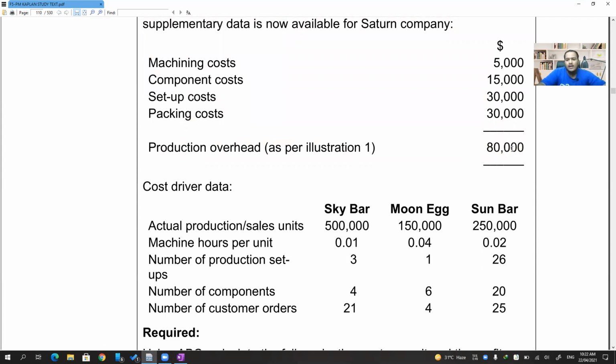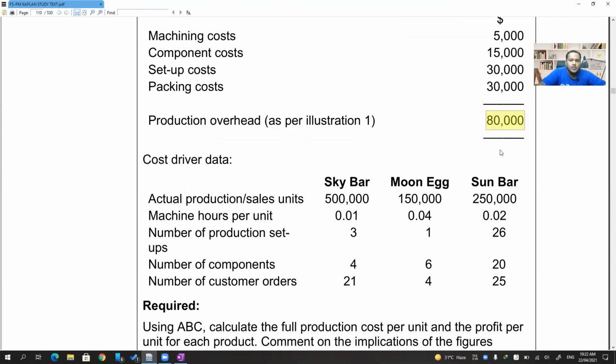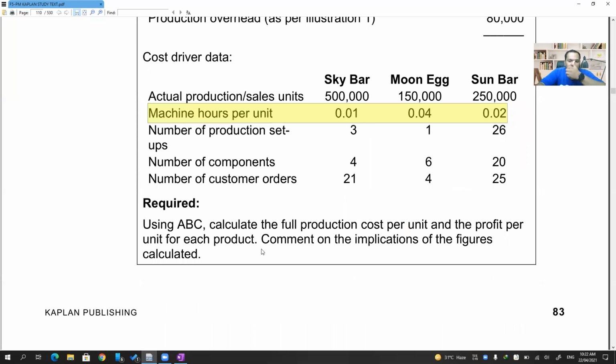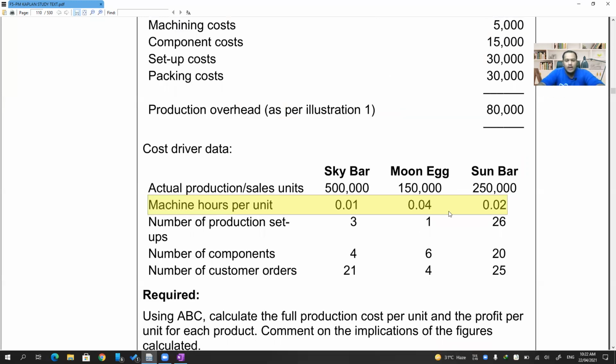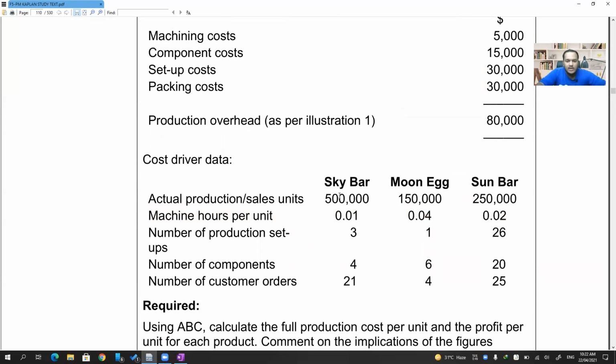80,000 is given here. Under absorption costing, we'll take this entire 80,000 and absorb it to Sky, Moon, and Sun. These are the three products. We'll absorb on the basis of the machine hours or the labor hours. Machine hours per unit is given here; labor hours is not given. So under absorption costing, I'll do it on the basis of machine hours. Actual units are given: 500,000 into 0.01, 150,000 into 0.04, 250,000 into 0.02. I'll get the machine hours, and in that ratio I'll split this 80,000 and allocate to all three products.